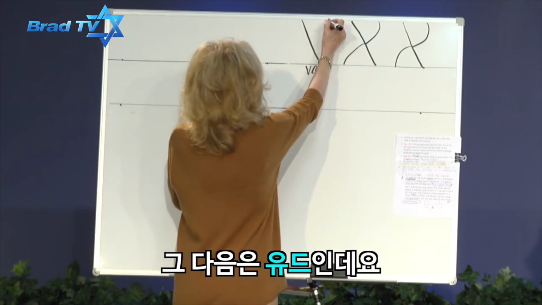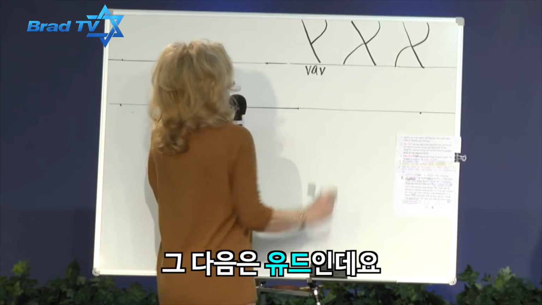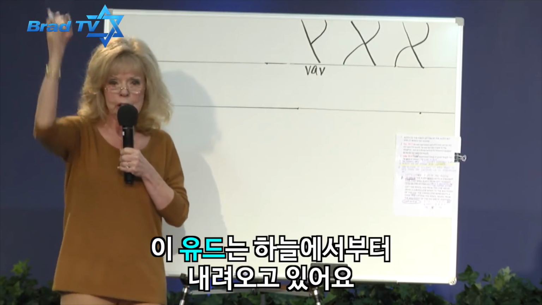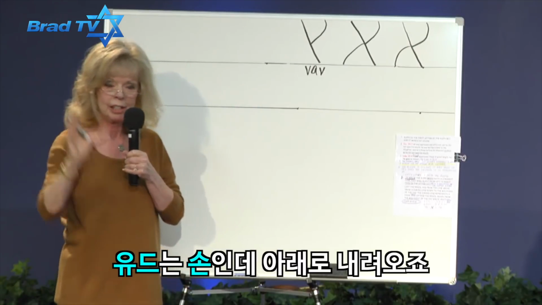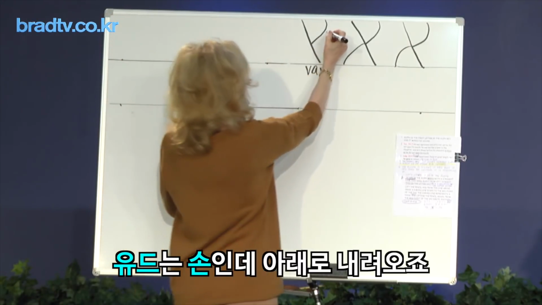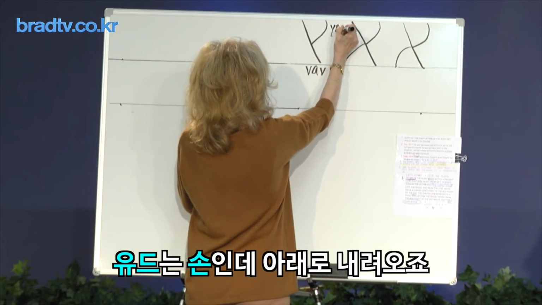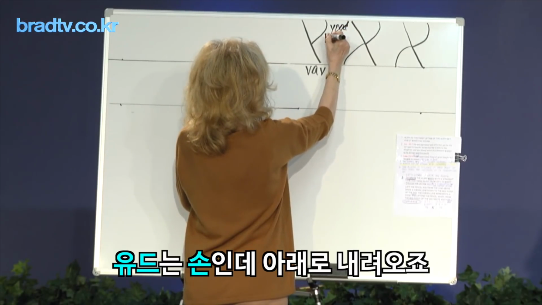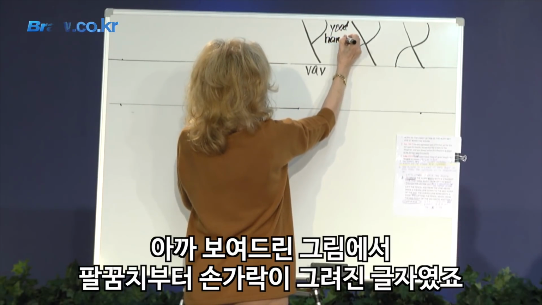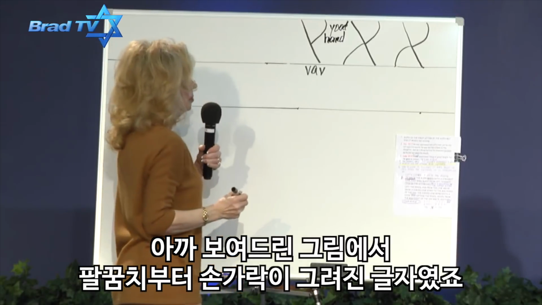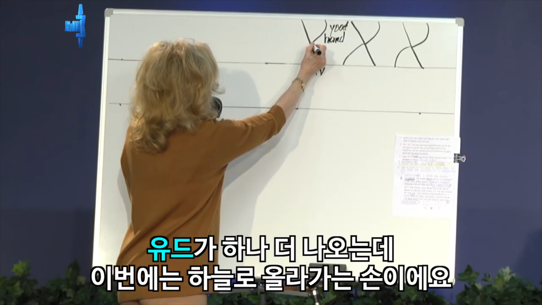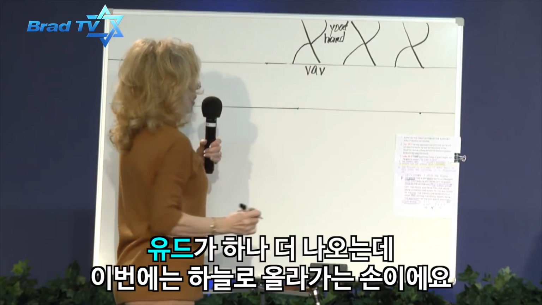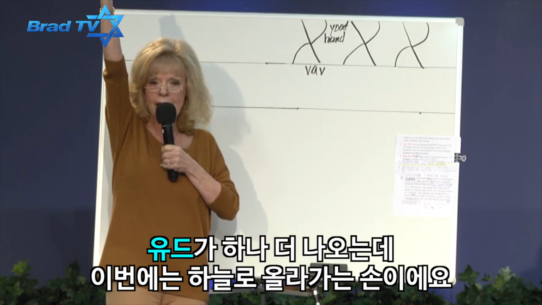Then we had the Yud. Now notice that Yud is reaching down from heaven, right? It's reaching down. It's a hand. Yud is a hand. In that little picture, it was the elbow with the fingers open that I showed you in the picture language. And then we have the other Yud, and that's the hand reaching up to heaven.